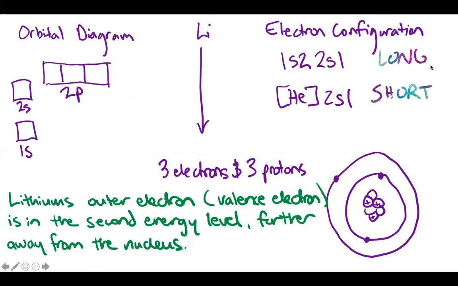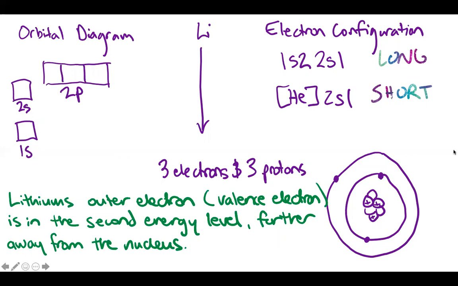That's our long configuration. Our short configuration is to use the representation for our noble gas, in this case helium, with a square bracket, which is what's represented by 1s2. And then just the numbers 2s1. So this is our short electron configuration. We use helium as the placeholder, right, for 1s2. So in this case, we have 3 electrons and 3 protons.